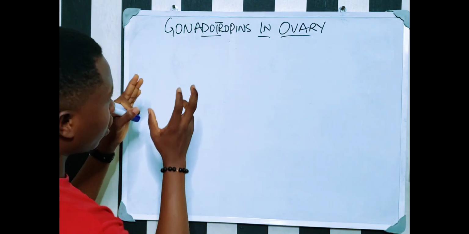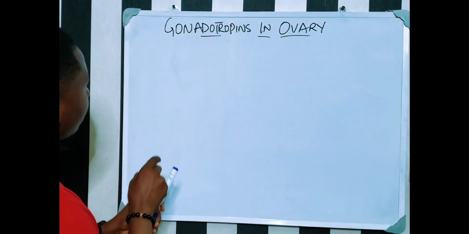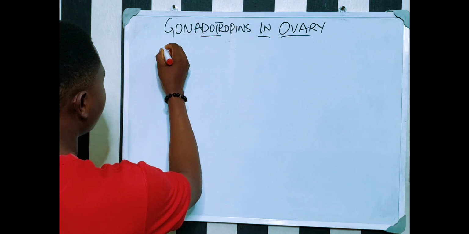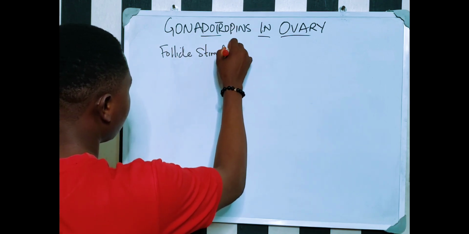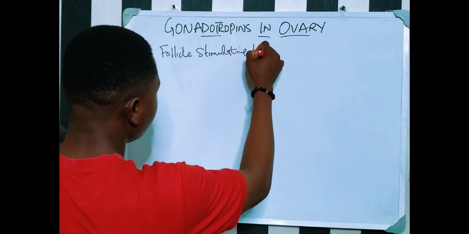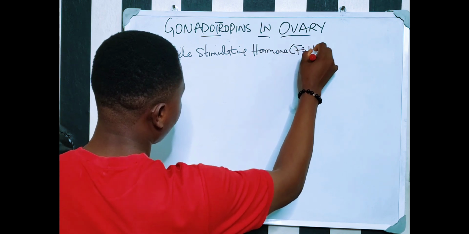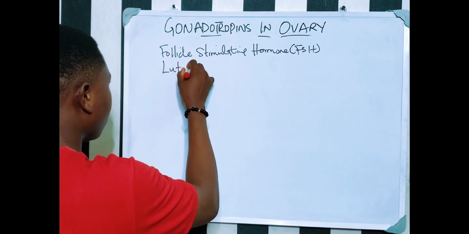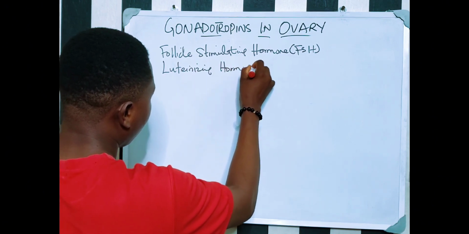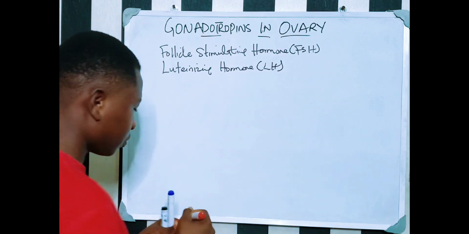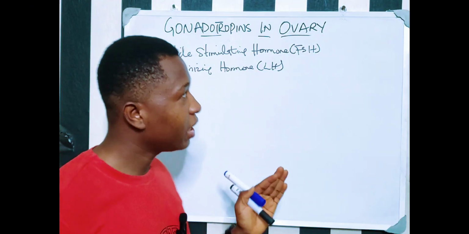All right. So the gonadotropins are divided into two. We have the follicle stimulating hormone, FSH, and the luteinizing hormone, LH. Now, these two hormones carry out different functions inside the ovary.